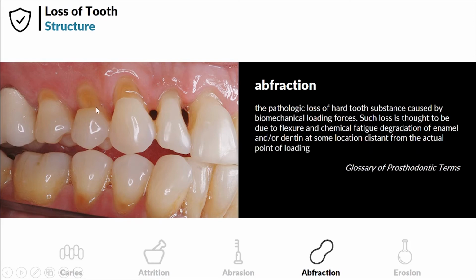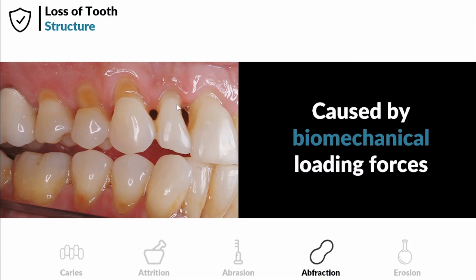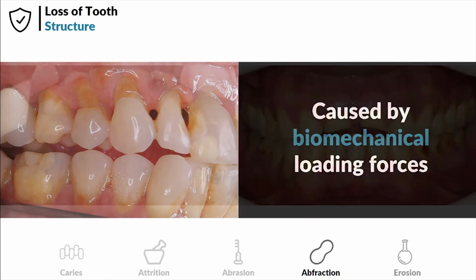So this is characteristic of this theory of abfraction, where the continuous bending or the repeated bending of that tooth is going to cause the loss of tooth structure in a really defined V-shape lesion. So this is often contrasted by abrasion, where in abrasion oftentimes you don't see a very sharp distinction like you do here. So if you're to simplify the definition of abfraction, you can think of it as the loss of tooth structure caused by biomechanical loading forces.